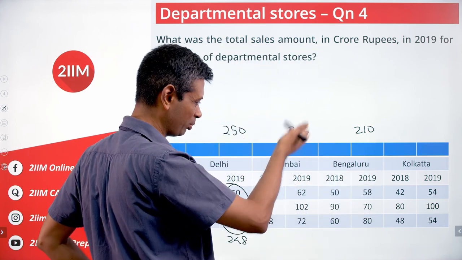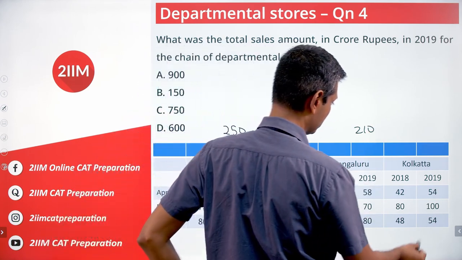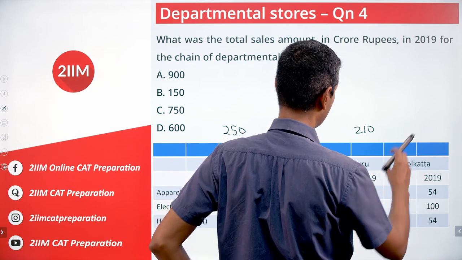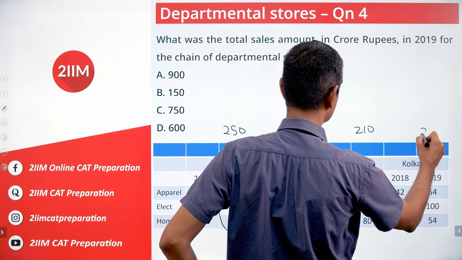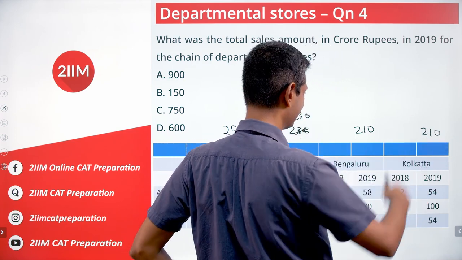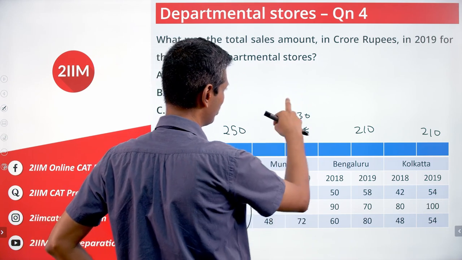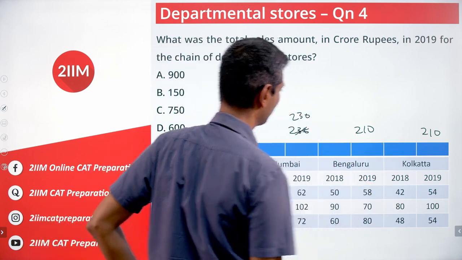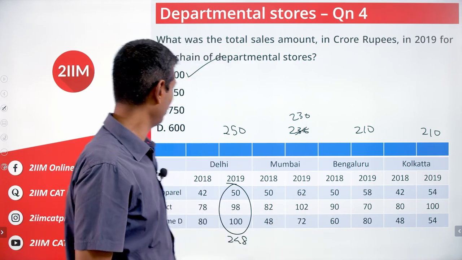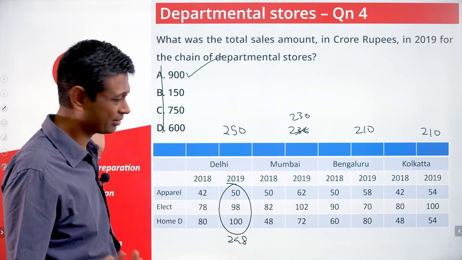Overshot in both places, but it's all right. I can remember that. 54, 54, 108 plus 100, 208. I put another 210 here. We call this 230. Offset it. 250, 480, 420, 900. I'm just approximating slightly because I know my choices are wide apart.